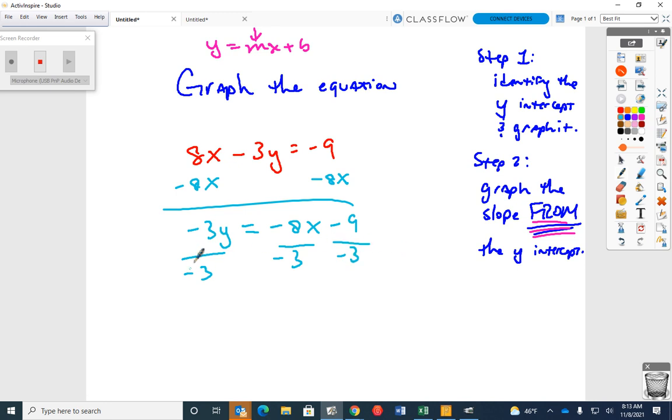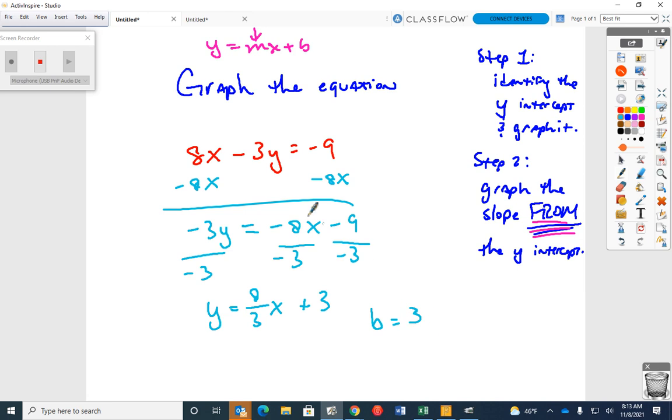Okay. These cancel. What's left? Y. What's a negative over a negative? Oh, yeah. Okay, so a positive. And what is negative 9 divided by negative 3? Come on. Positive 3. Okay. Do I now have the ability to identify my y-intercept? And I can, because what's by itself? Y. So what is my y-intercept here? Look at it. What's my y-intercept? 3. Can I identify that 3 and can I graph it?